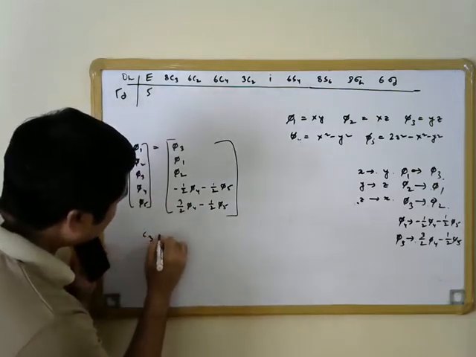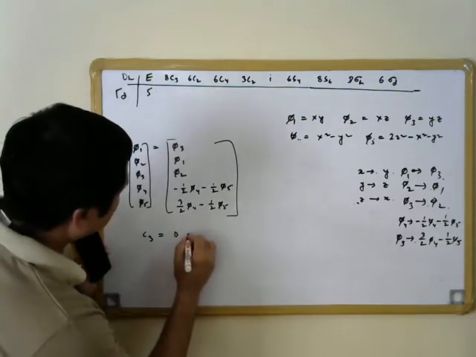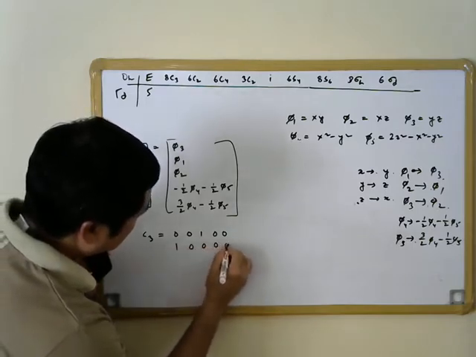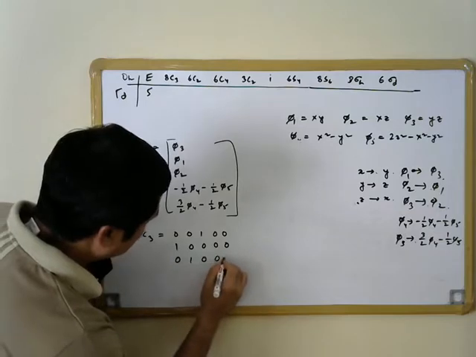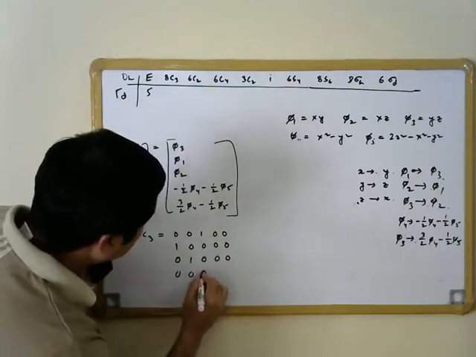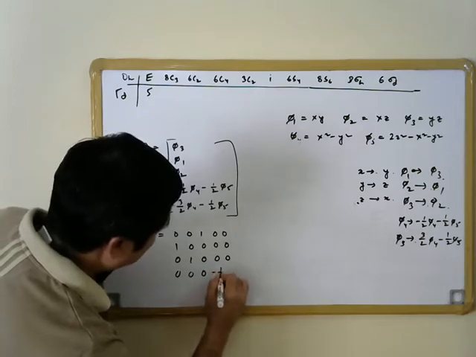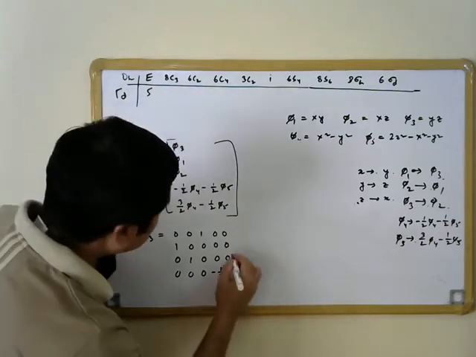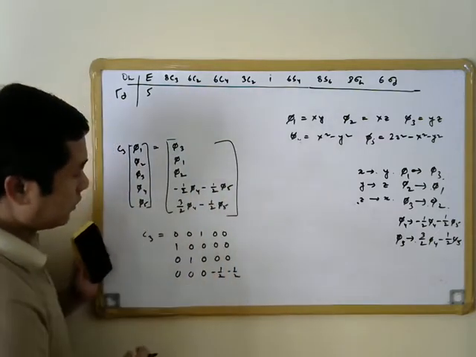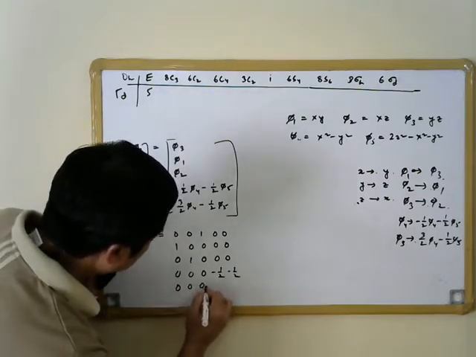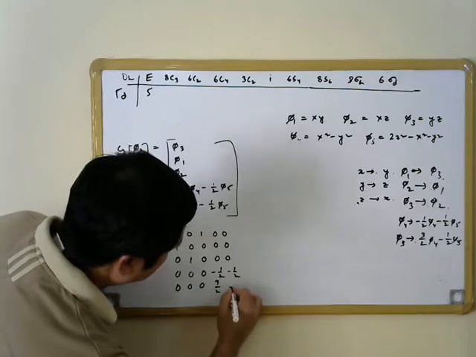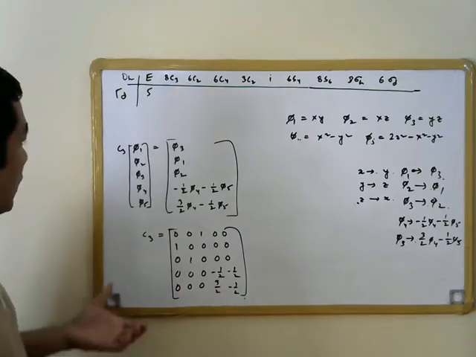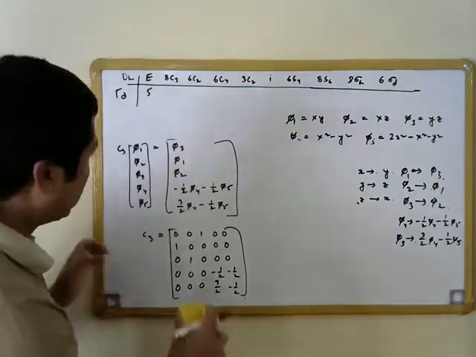So the symmetry matrix representation for C3 operation must be 0 0 1 0 0, 1 0 0 0 0, 0 1 0 0 0, and then 0 0 0 minus half, because we have minus half phi 4, only if you put minus half here will we get this, and then minus half here also. So then for this one 0 0 0 3 by 2 and then minus half. So this is the matrix representation for the C3 symmetry operation when we take the d orbitals as the basis.